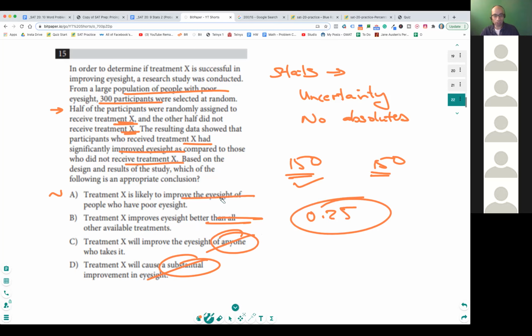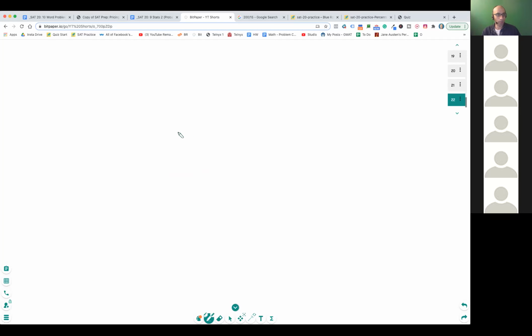Just likely to improve the eyesight. They haven't even told us how much. It could be a very small amount. It could be so negligible, it doesn't even matter. But yes, it does improve. So substantial is the reason why this is gone. And that's why A is your correct answer. So again, no absolutes. That's the second part. Remember, the first was representation of everything, and this is the second idea of no absolutes. So this part is good.